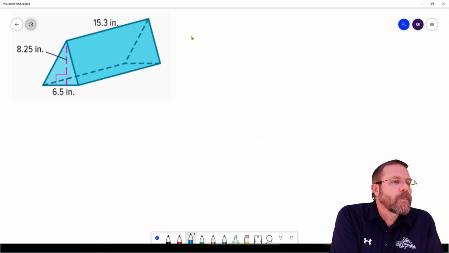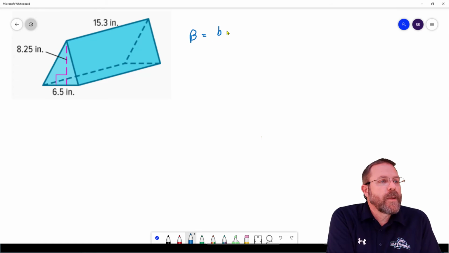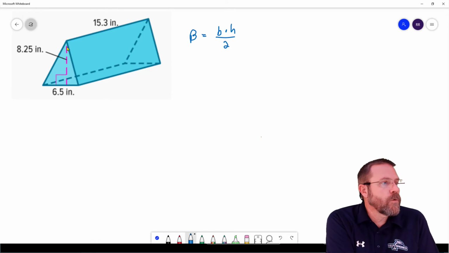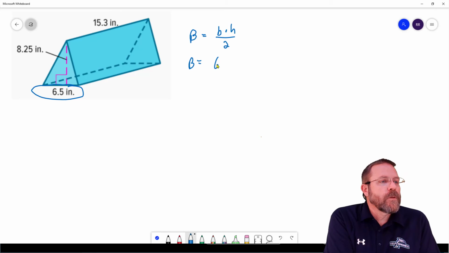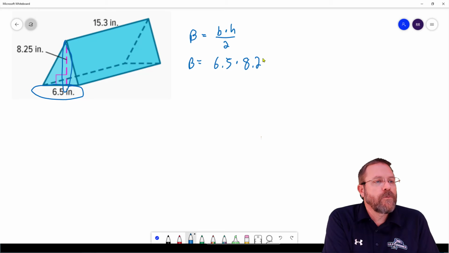So for this one, I'm going to say that the base area is also going to be base times height divided by 2. But the height I'm talking about is the height of the triangle. So the base area is equal to, I've got a base of my triangle right there, 6.5 times a height of my triangle right here, 8.25, all divided by 2.